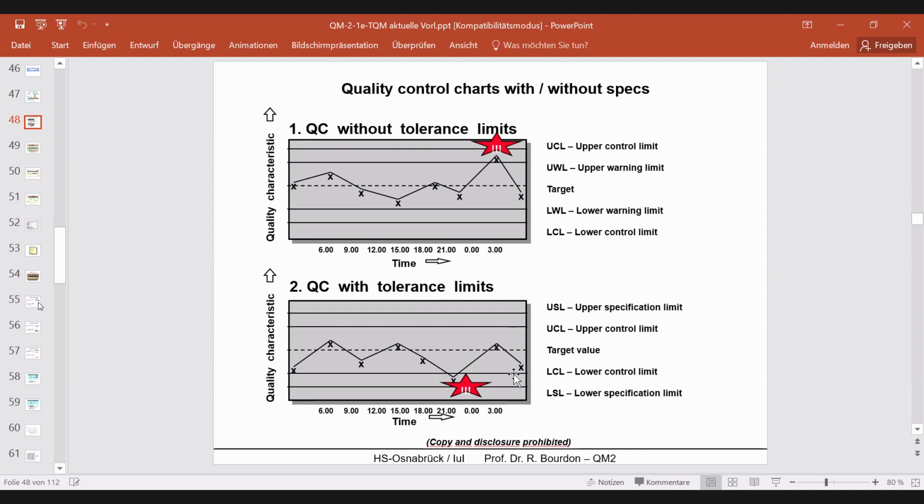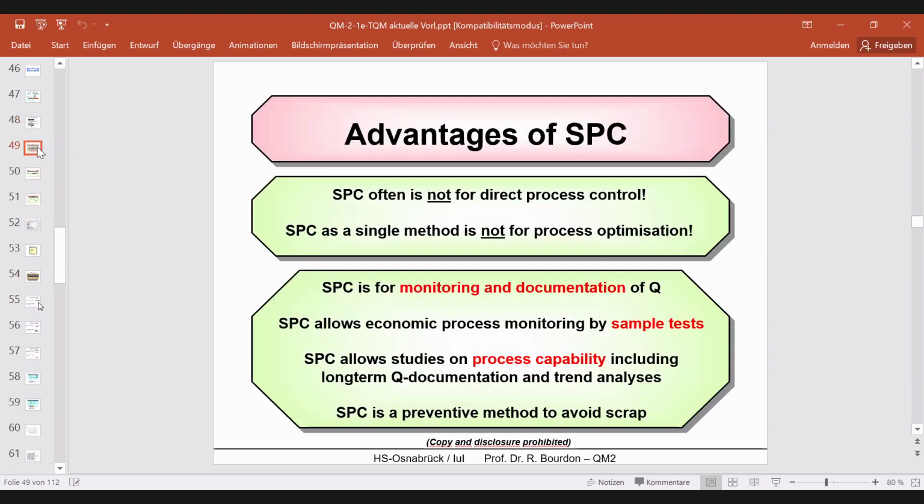With this method, you cannot produce scrap because you do an optimization before the quality runs outside of the specification limit. Outside of the specification limit, you cannot sell a product. Then it is a scrap product. You cannot sell it. It is waste. So the goal always is to keep inside the control limits and to avoid that the measurements are running out of the specification limit. This is the goal of the quality chart with control limits.